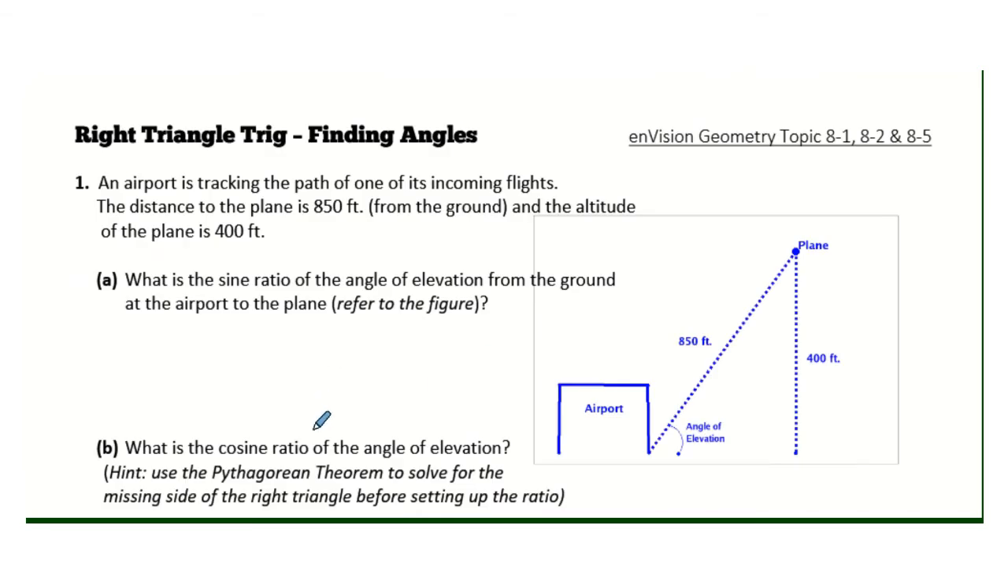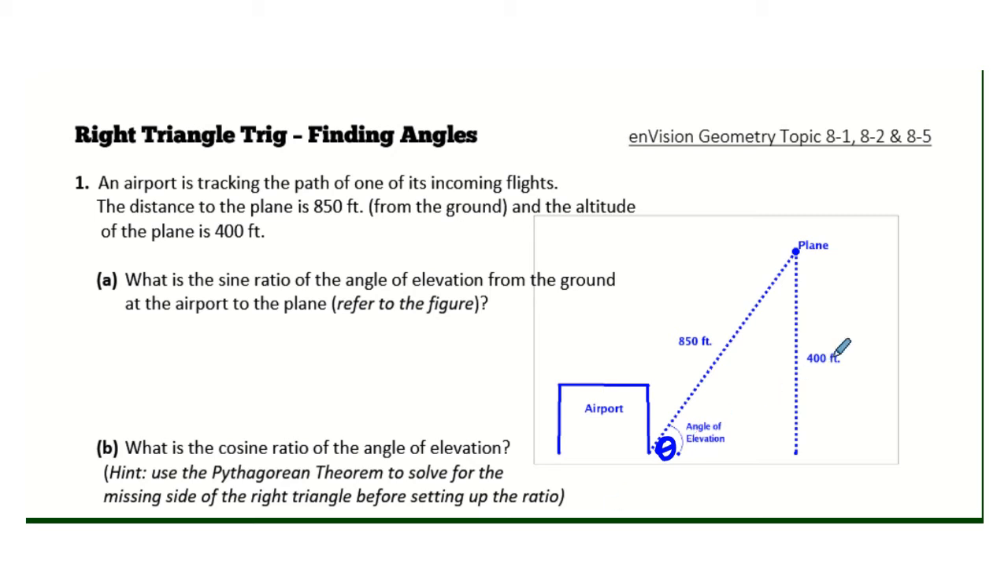Now that we've looked at finding a missing side, now we're going to look at finding a missing angle. So here it says an airport is tracking the path of one of its incoming flights. The distance to the plane is 850 feet. So we can see that right here. The altitude of the plane is 400 feet. So we can see that right here. What is the sine ratio of the angle of elevation from the ground at the airport to the plane? Refer to the figure. So here we're looking for this angle right here.